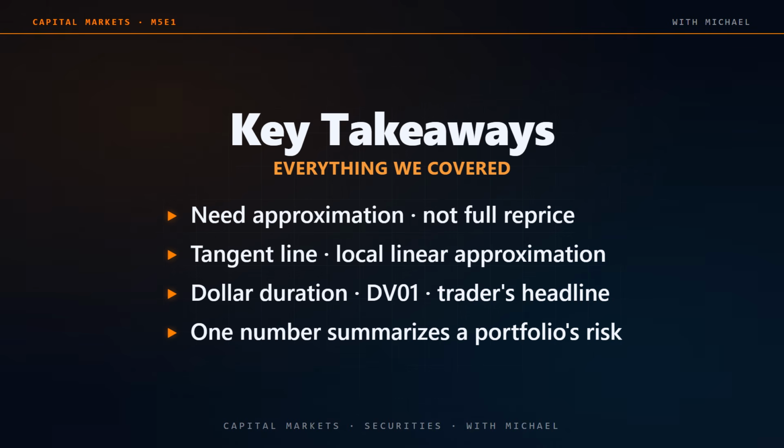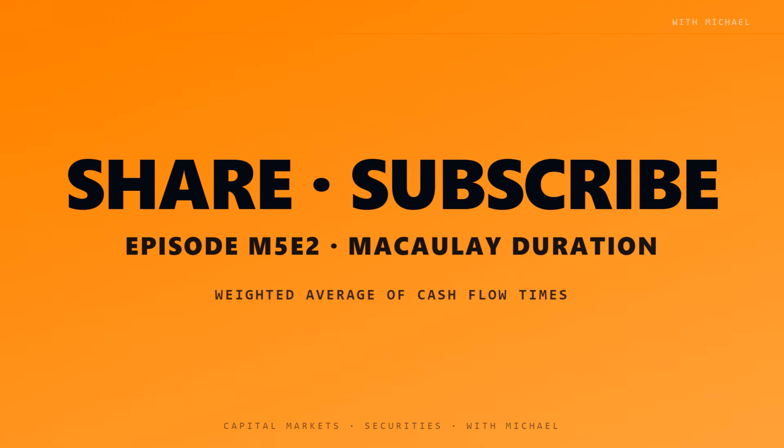Dollar duration is the most direct measure. Modified duration normalizes by price. Macaulay duration interprets sensitivity as a weighted average time. And convexity captures the curvature that duration alone misses. In Episode 2 of Module 5 we derive Macaulay duration from first principles and work through a concrete numerical example.